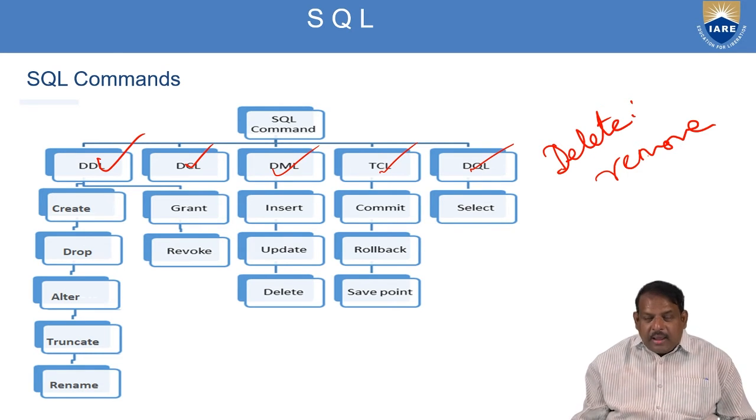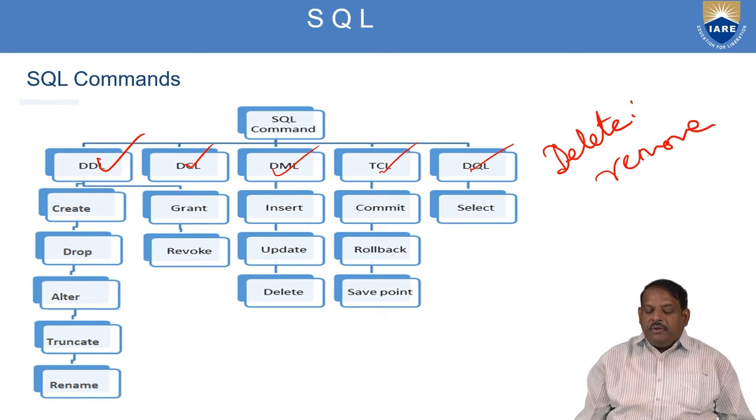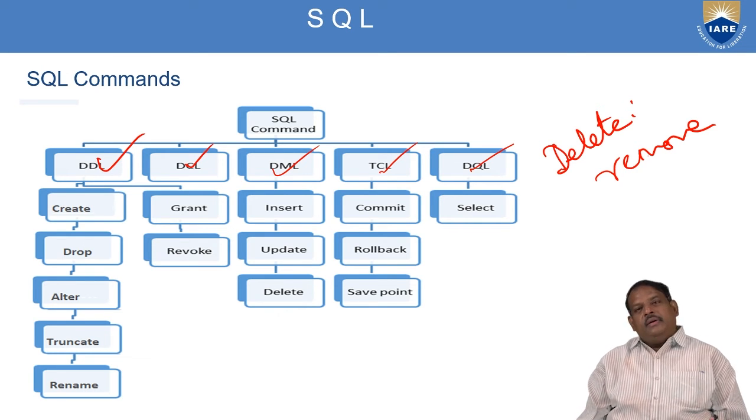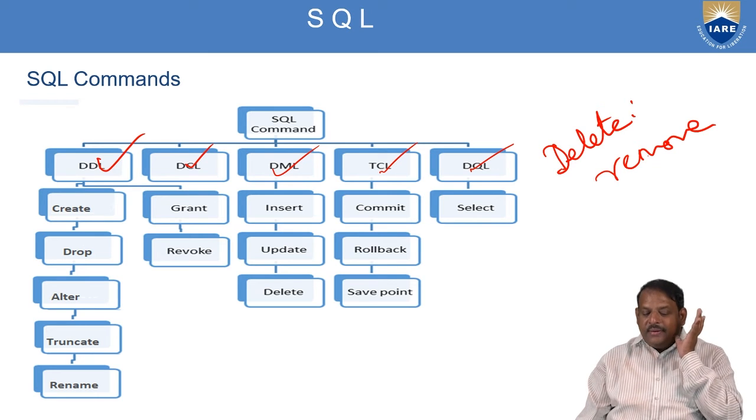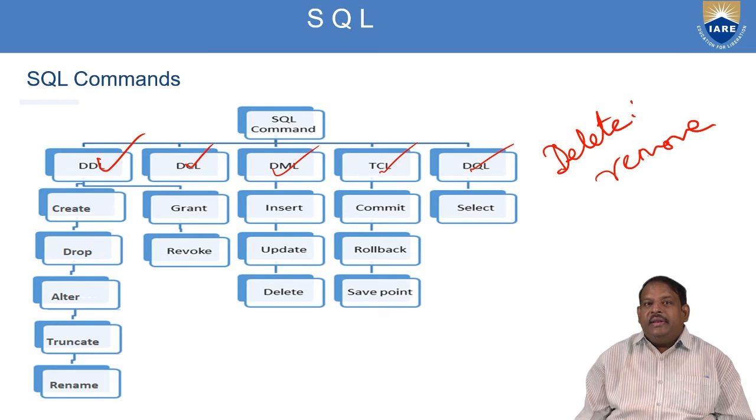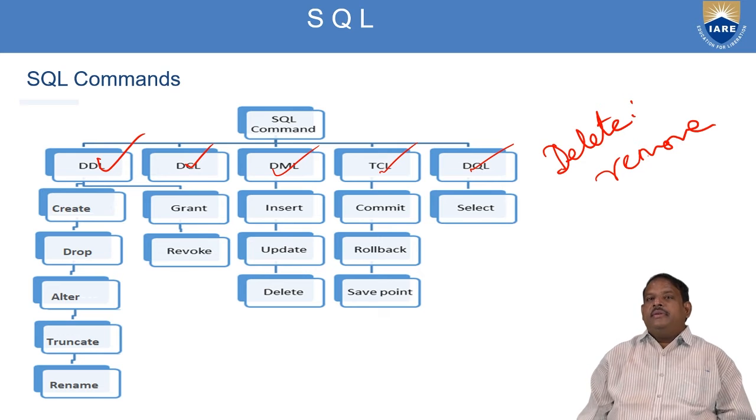Truncate is also a type of removing, but it removes the entire data. So we'll talk in detail about the differences between delete and truncate. This is the second. The third, we have DCL, that is data control language.